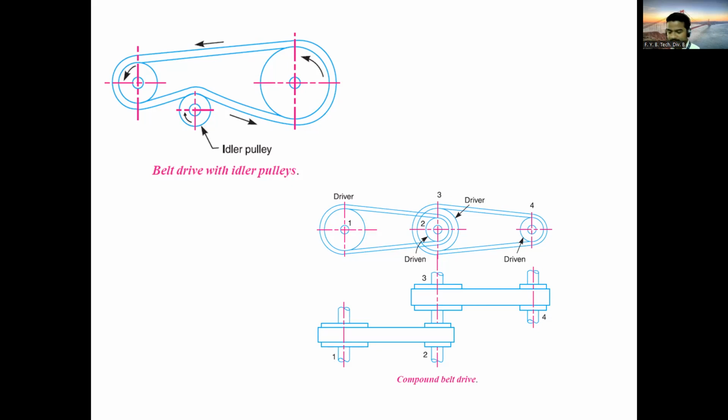Is it clear? Okay. Next arrangement is belt drive with idler pulley. Please put the heading belt drive with idler pulley and draw this arrangement. So bigger pulley. Okay, then smaller pulley, and then here there is idler pulley.